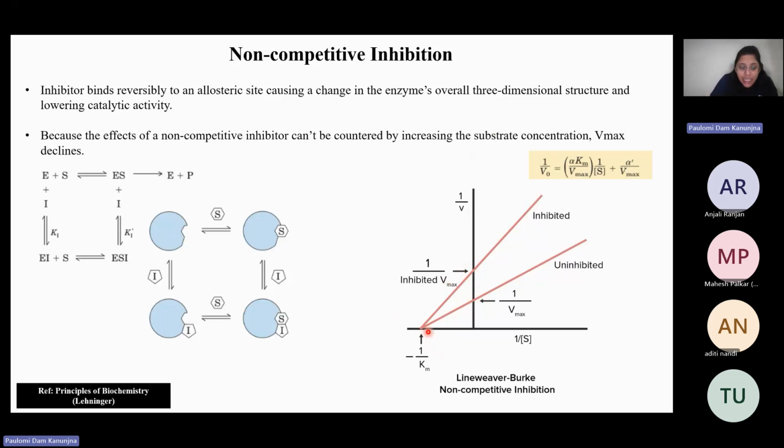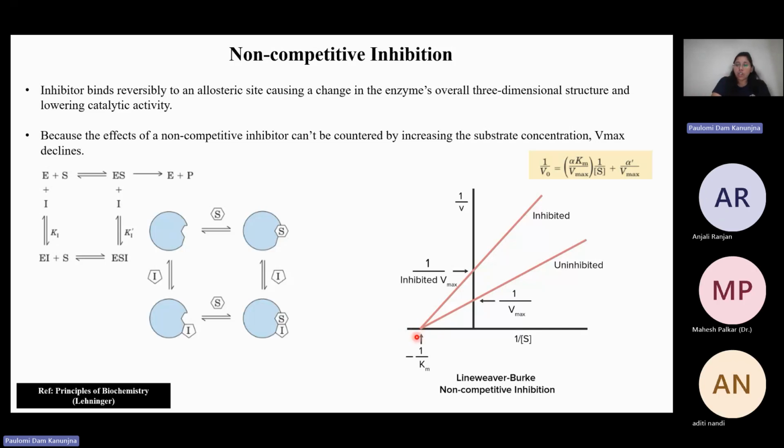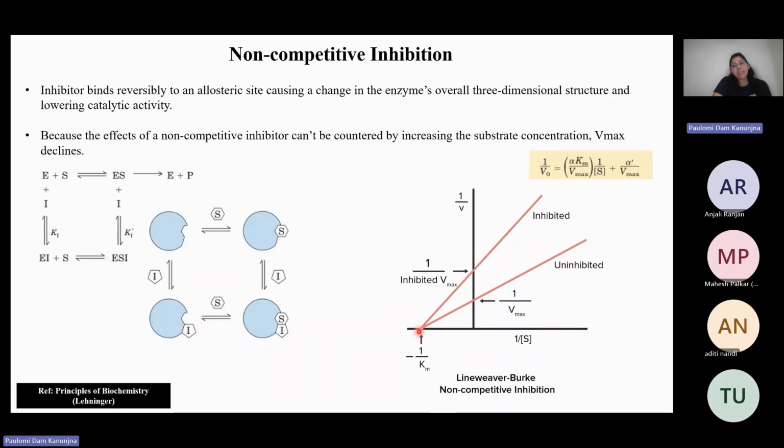While your Km remains unchanged, because Km is basically the affinity of your enzyme to the substrate, and here the inhibitor doesn't care about the active site of the enzyme for the substrate. It is binding to someplace else. So the active site is still available for the substrate to come and bind, but it will not give rise to the product. That's why your Km value remains constant. So the minus 1 by Km point, that is the x-intercept, remains constant while your y-intercept changes, which is Vmax decreasing. So this point here goes up because it's 1 by Vmax, right?